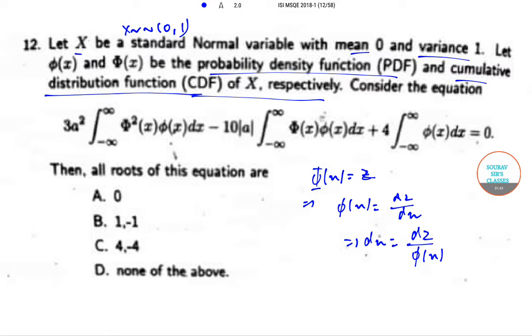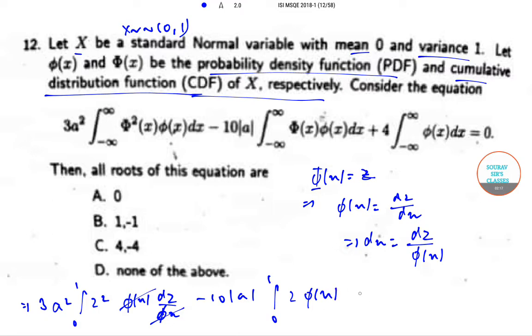Now, putting this value in this equation, we get 3a² from 0 to 1 z² φ(x) dz by φ(x). So φ(x) cancels out, minus 10|a| from 0 to 1 z into φ(x) dz by φ(x), φ(x) cancels out, plus 4 into φ(x) dz by φ(x). Now again this cancels out.